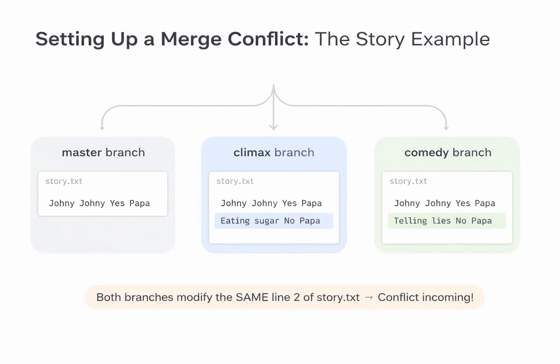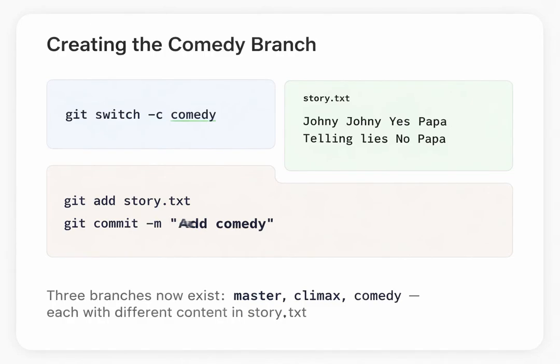To understand merge conflicts, the instructor uses a creative story example with 3 people working on a text file. The master branch has the first line, "Johnny, Johnny, yes, Papa." One developer creates a climax branch and adds a second line, "Eating sugar, no, Papa." Another developer creates a comedy branch and adds a different second line, "Telling lies, no, Papa." Both branches have modified the same line, line 2, with different content. When you try to merge both into master, Git doesn't know which version of line 2 to keep. That's a merge conflict. The second developer creates a comedy branch using git switch -c comedy.